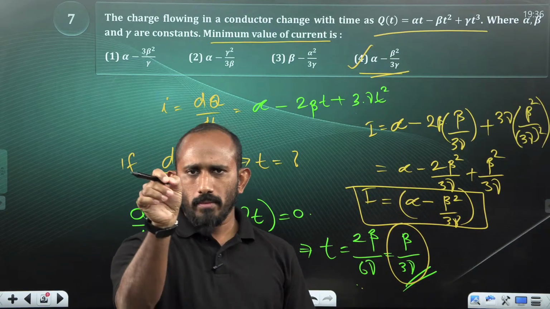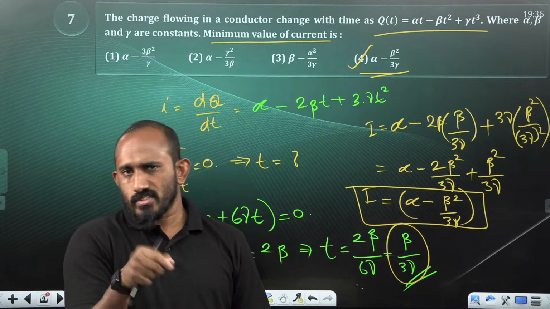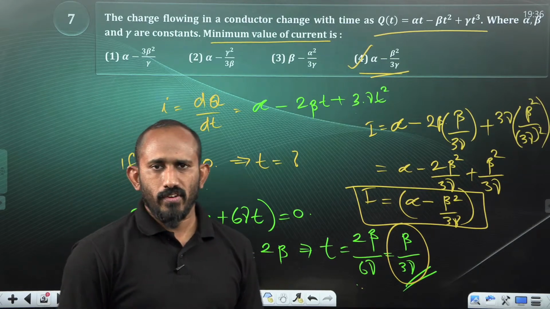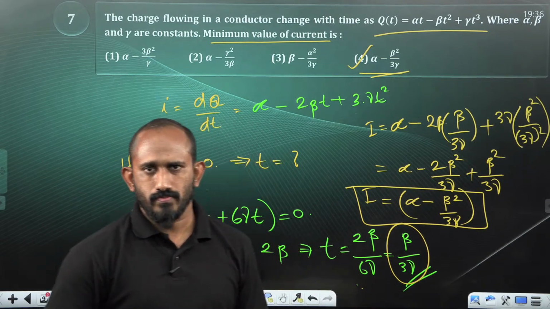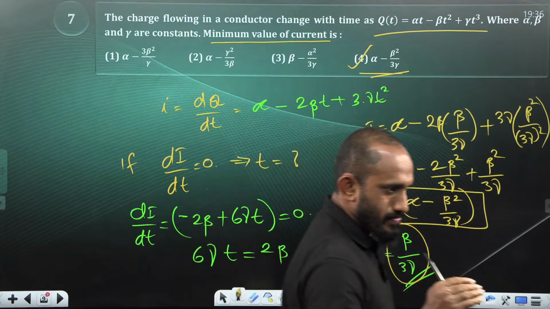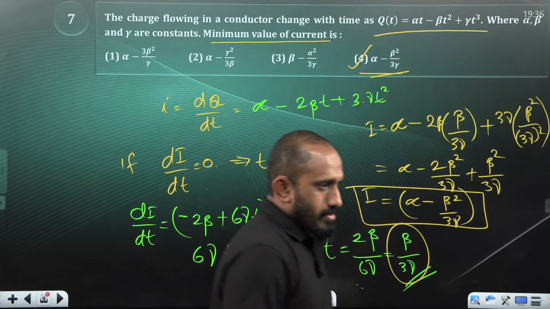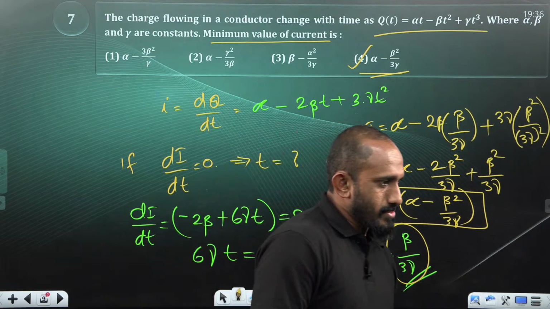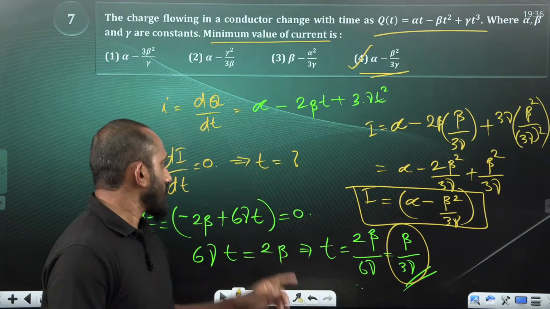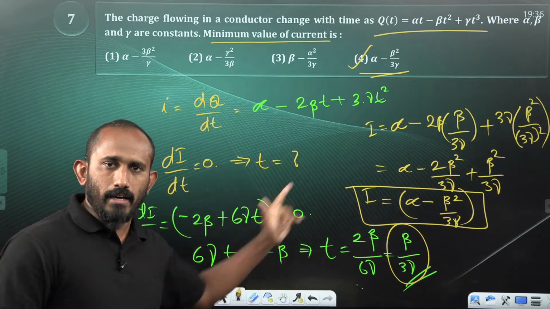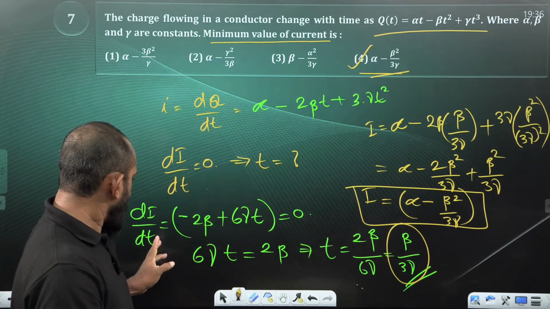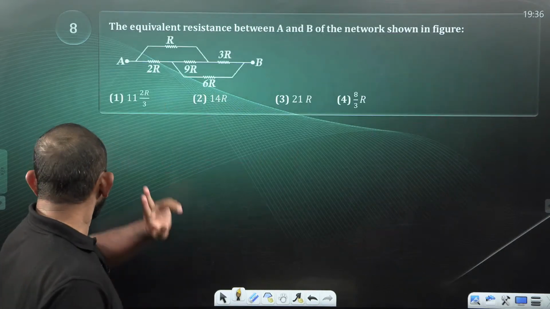For a value to be minimum, it should be constant if it's a variable of time. So dI/dt is equal to 0. Differential equations you may have studied, application of derivatives. The mathematics is good. So dI/dt you have to equate to 0. Okay, good. So next question I'm going to.